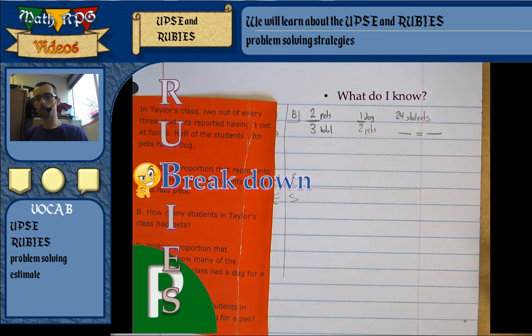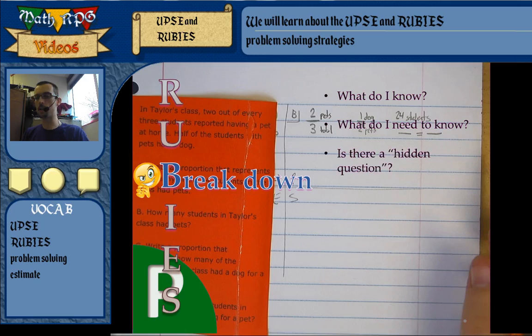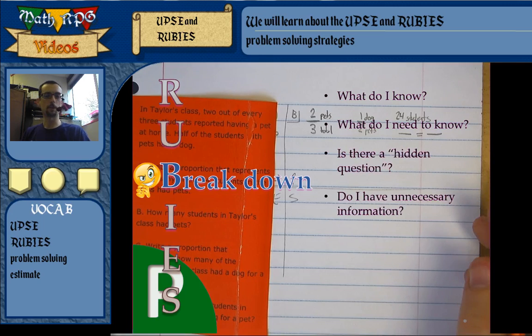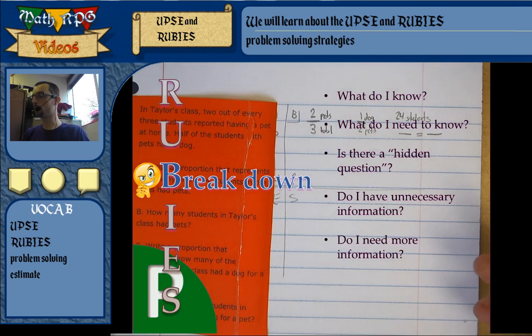So I go on to identifying. Oh, I already answered all these questions, I guess. We're going to talk about hidden questions in another video. Do I have any unnecessary information? Sometimes you have extra numbers and words thrown in there. For example, in this one, most of it's pretty important. I guess I don't have to know Taylor's name, but sometimes they might throw information in there that you don't really need. Sometimes there might be more information that's not in the problem that you do need, so we'll have to go to our reference material.